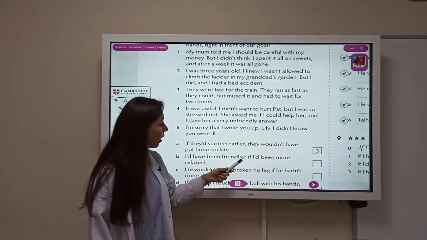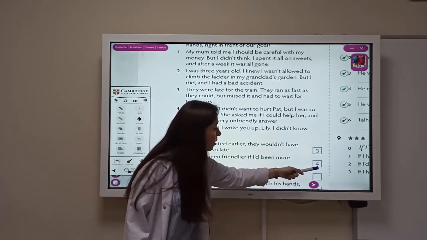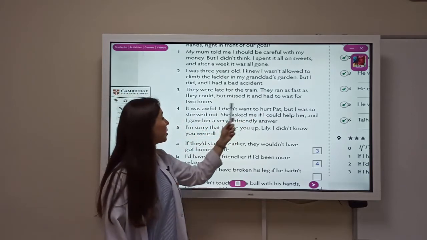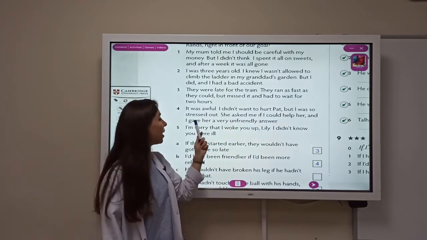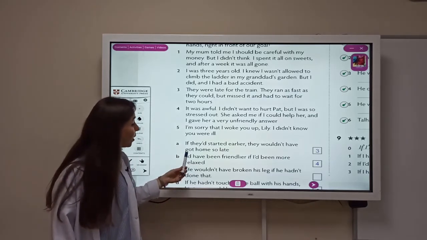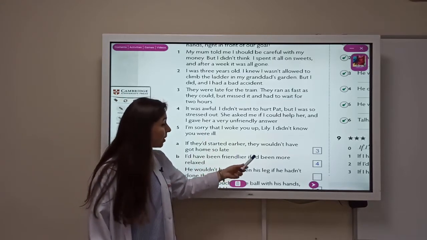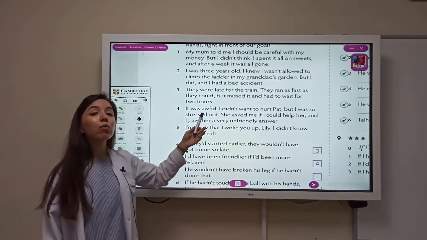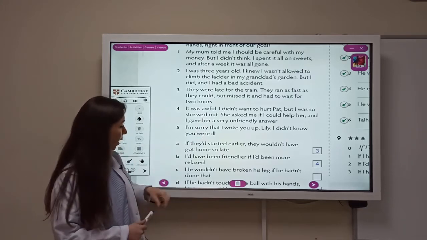I would have been friendlier if I had been more relaxed. Which one is this? This is number 4. It was awful. I didn't want to hurt Pat, but I was so stressed out. She asked me if I could help her and I gave her a very unfriendly answer. So this is matched with B. Why? I would have been friendlier if I had been more relaxed. Because I wasn't that friendly, I gave her an unfriendly answer. So I should have been friendlier.